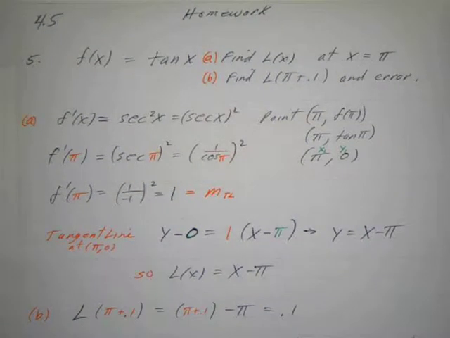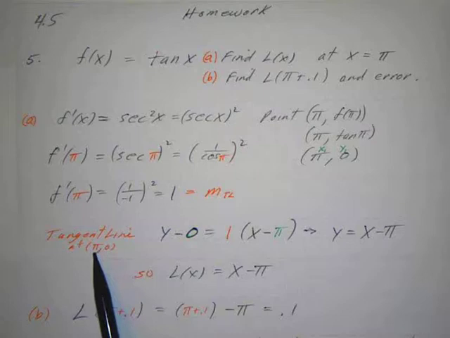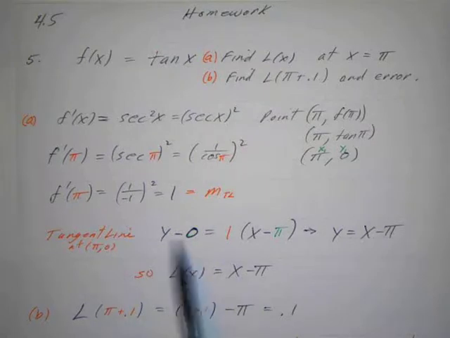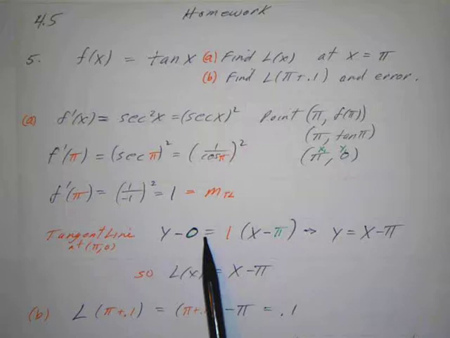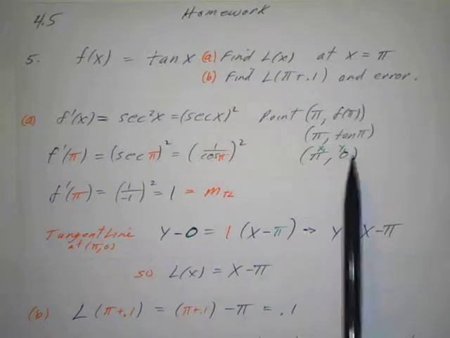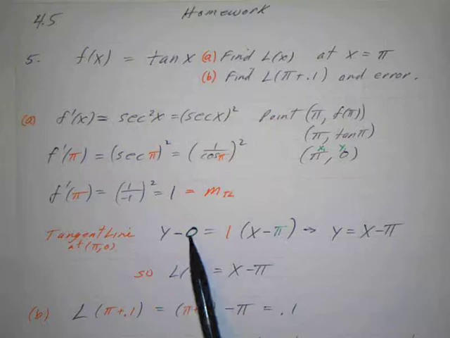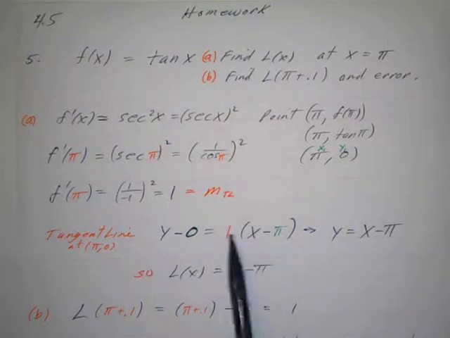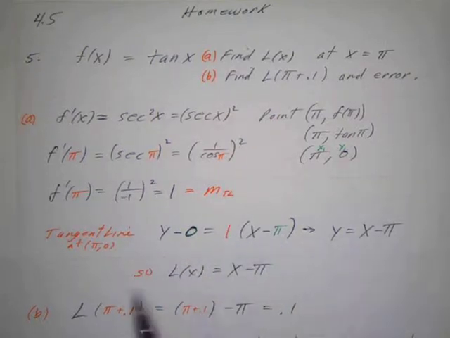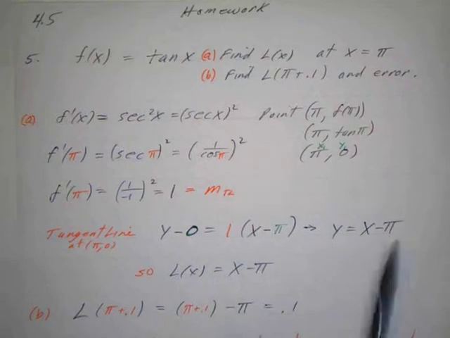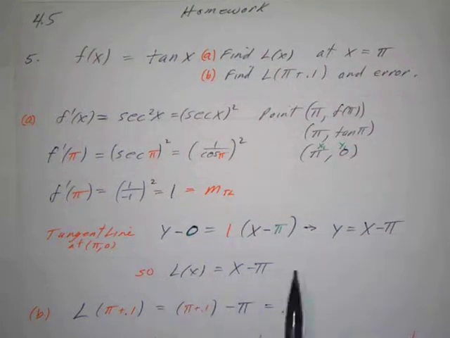So this is the tangent line at the point (pi, 0), y minus 0. Remember, y minus y1 equals m times x minus x1. Then this just becomes y, so it's 1 times x and 1 times negative pi, so y equals x minus pi. That's my L of x, that's my linearization.